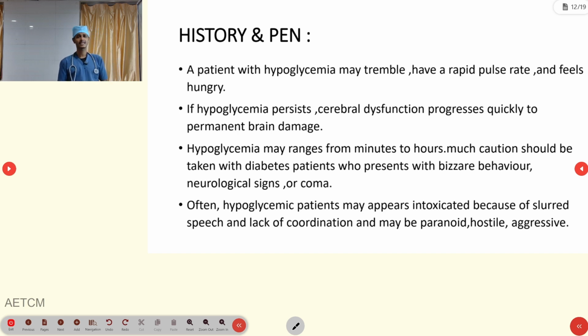So history and physical examination are assessed point-wise. Remember, in hypoglycemia, you just follow what we are following in our assessment part. First step, we have to do the scene size-up: scene safety of your crew members and the patient side, and then you have to take your additional precautionary measures and personal protective equipment. So everything you have to keep in mind.